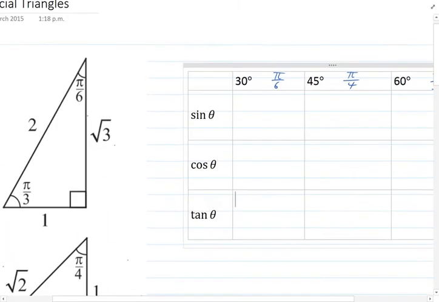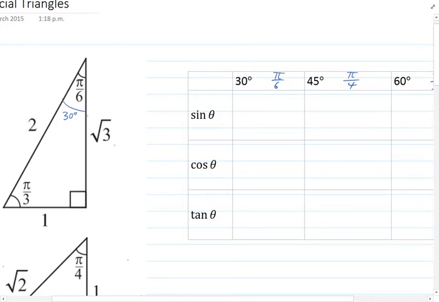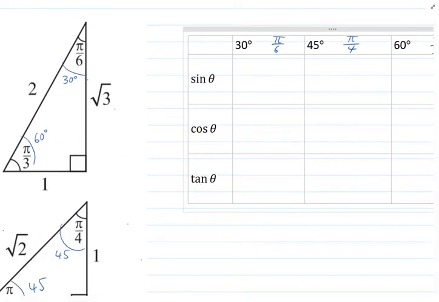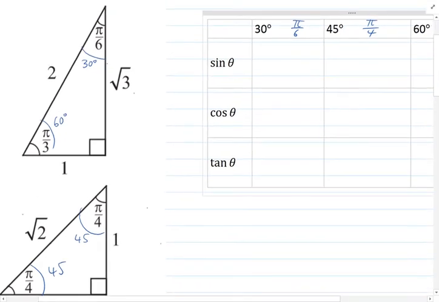And so when we look at these triangles here, they're in radians, but we could also write those angles in degrees. So we could say that this one here is 30 degrees and this one here is 60, and we could say that these ones here are 45 and 45. Okay, so we're going to work out exact values for all of our functions based on these triangles.